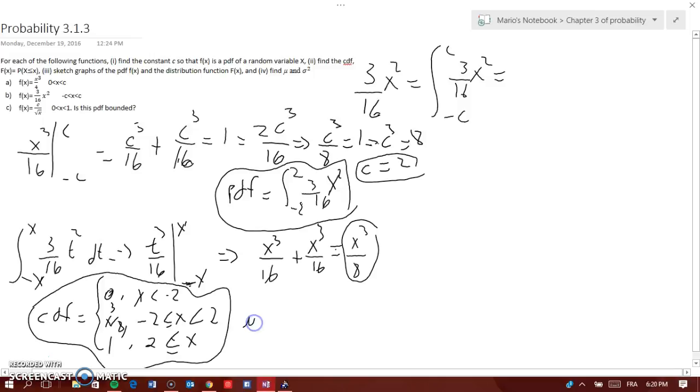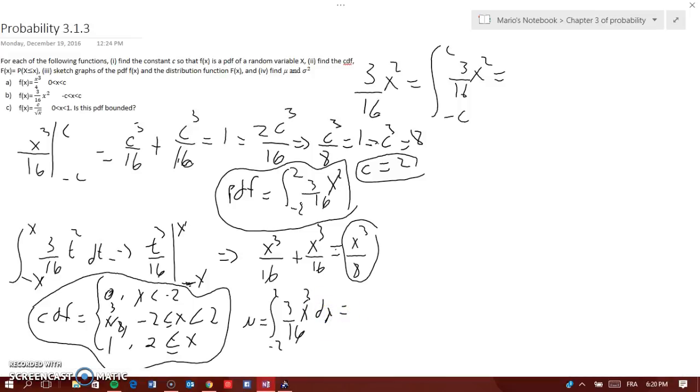And mu is the integral of x times f of x, so that will be 3/16 times the integral from negative 2 all the way to 2 of x times x squared, which is x cubed, dx, and you can do that by yourself. And sigma squared would be the integral from negative 2 all the way to 2 of 3/16 times x squared times x squared, which is x to the fourth, and you can find that.